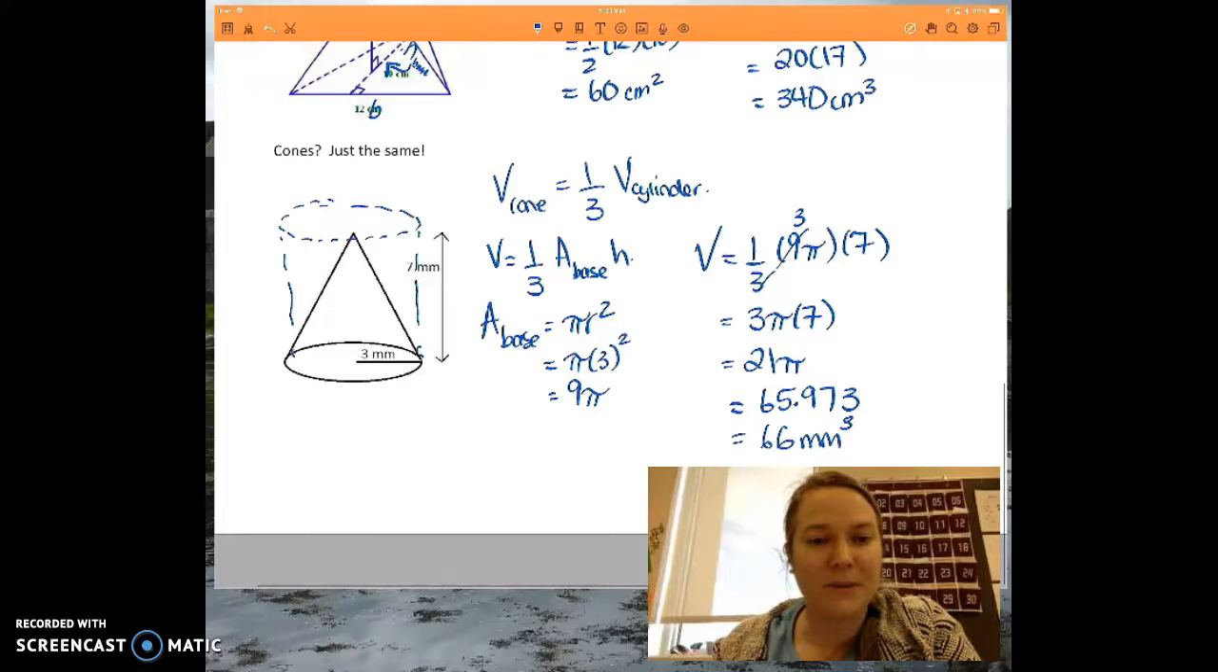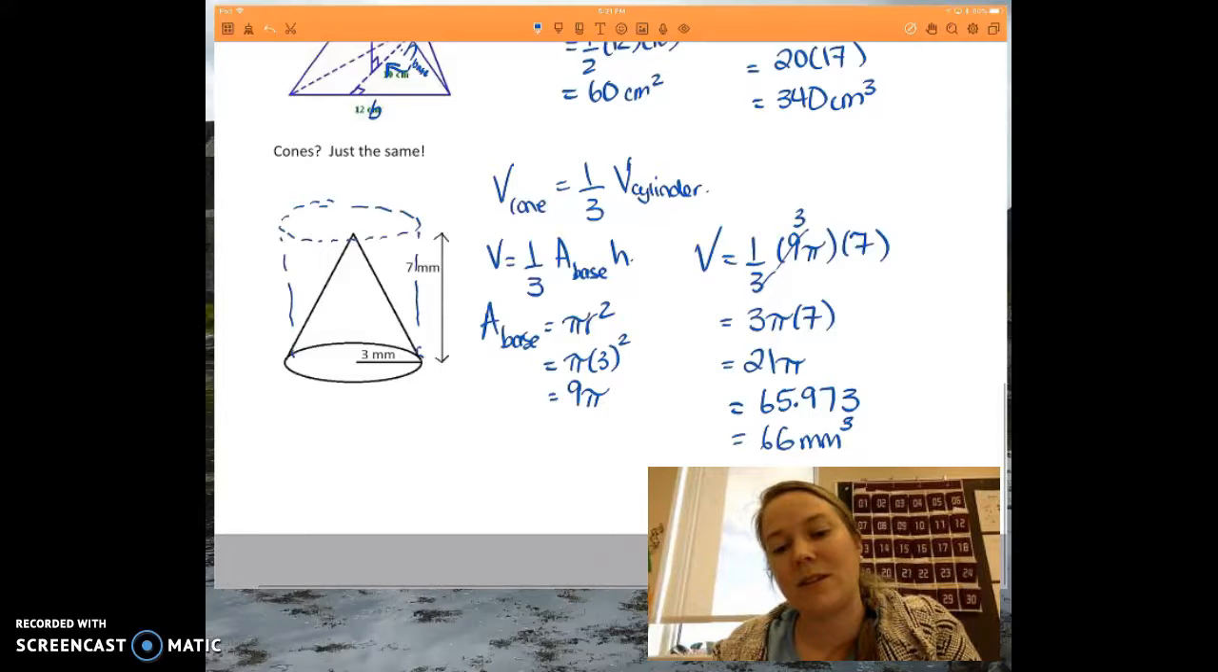All of your cones and pyramids are all the same. They're all just the exact same way you'd calculate the cylinders and prisms. Then you divide it by 3.